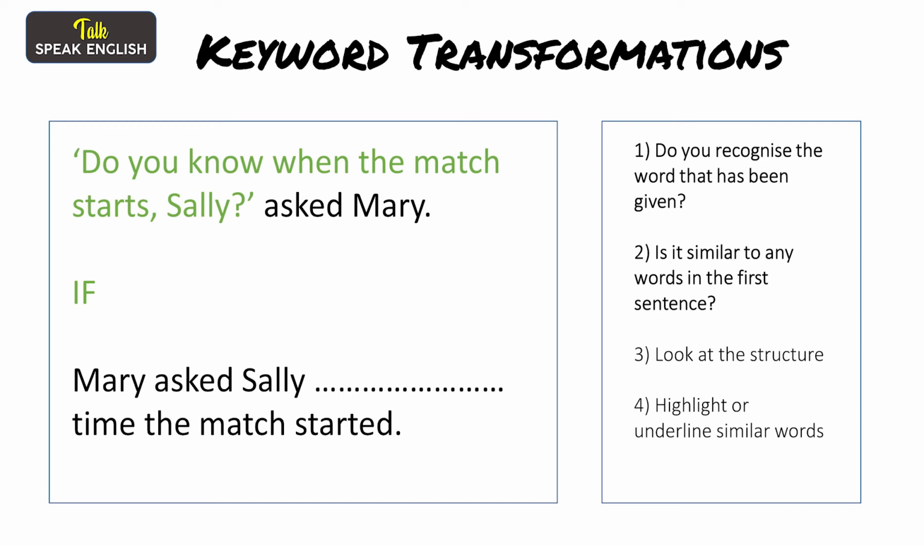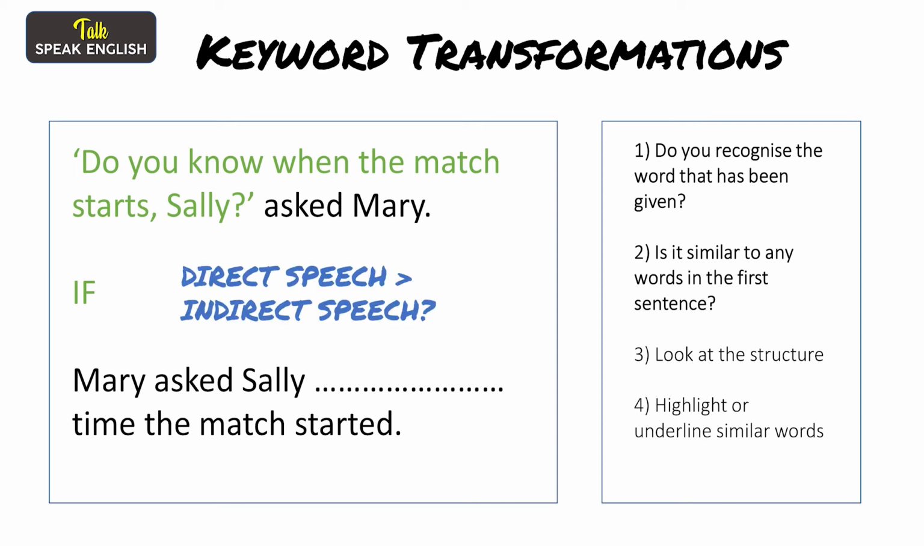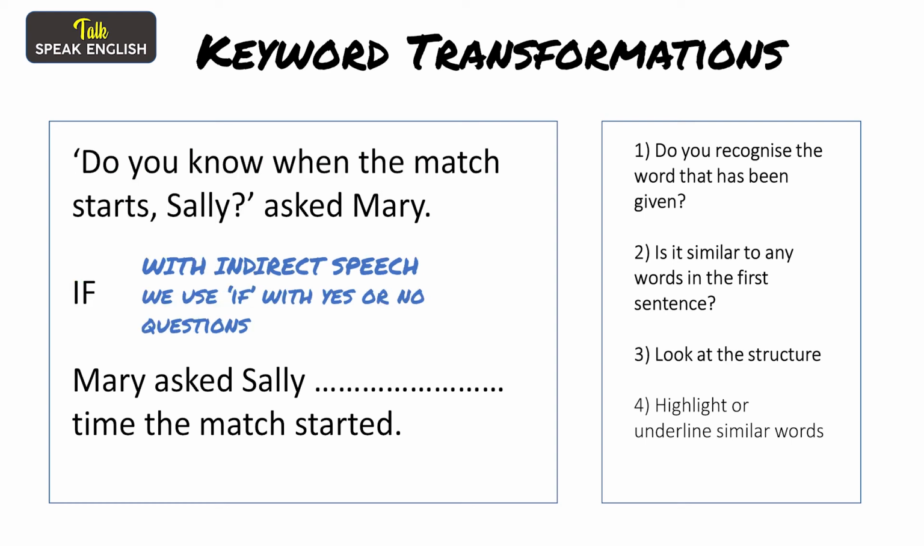Well, there's something that jumped out at me straight away, and that's that we have some direct speech in the first sentence with, "Do you know when the match starts, Sally?" So this gives us a bit of a clue. Now maybe this is a direct to indirect speech example. And remember, with indirect speech, we use "if" with yes or no questions. So let's put the "if" down as it's the word that we need to use.